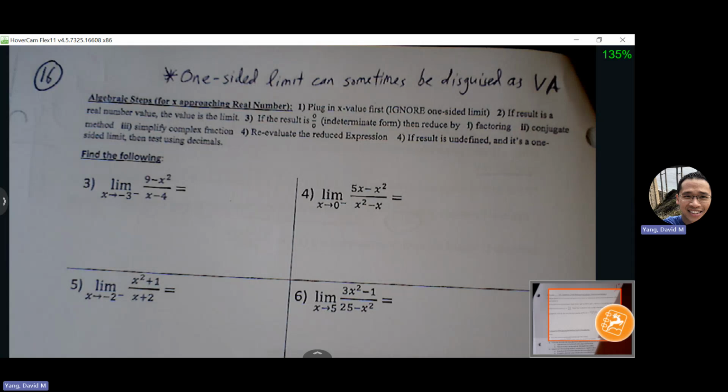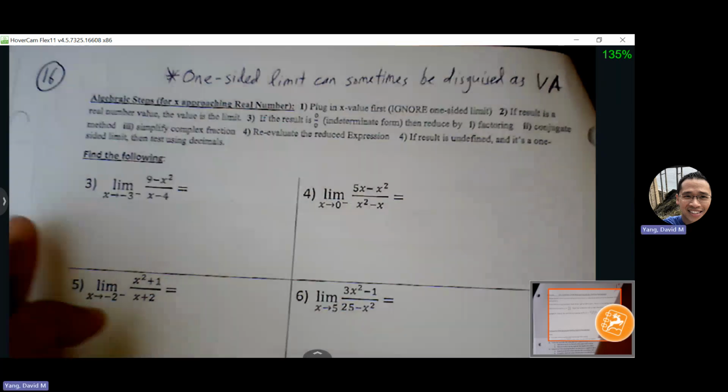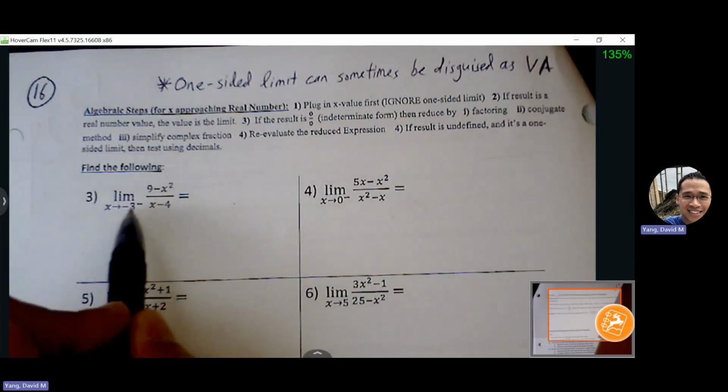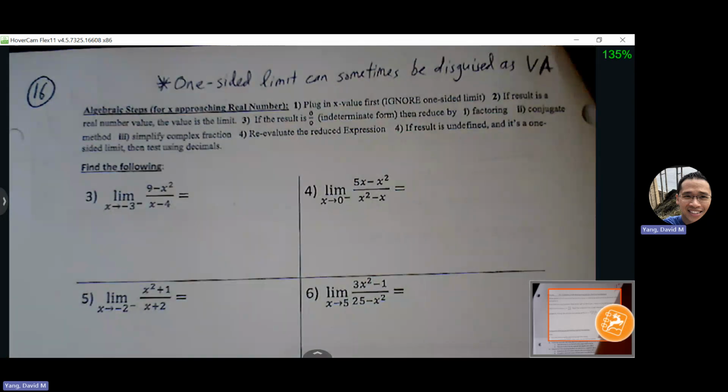So we always want to just assume that we don't see that one-sided limit. We're always going to do direct substitution. And if we realize that there's a vertical asymptote, then we can look back at the problem and realize, okay, there's a vertical asymptote, but the limit is only asking from the left or from the right. Now I can look at decimals. So we always want to do direct substitution first, because sometimes the one-sided limit is just the same as a limit.